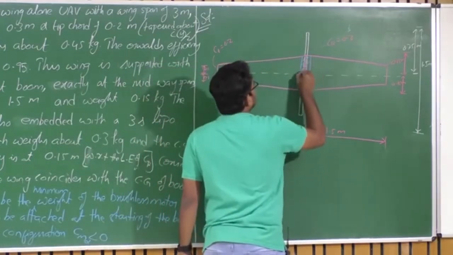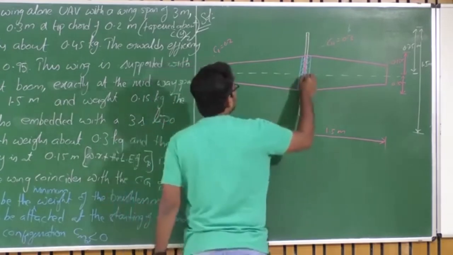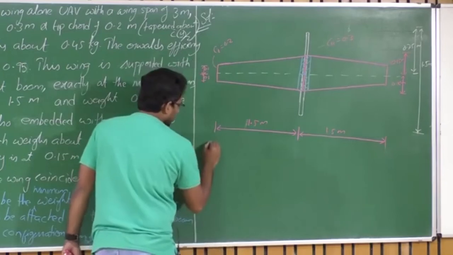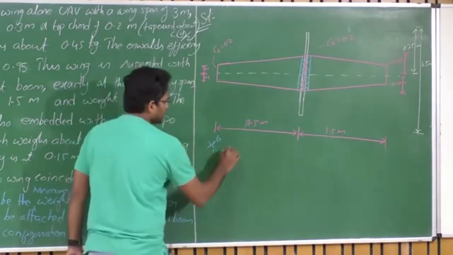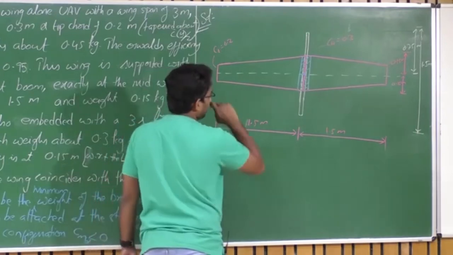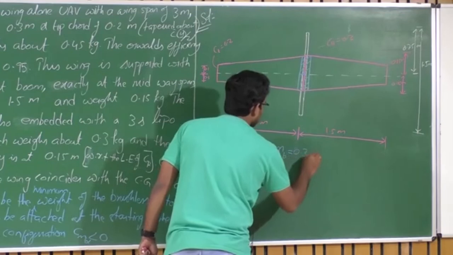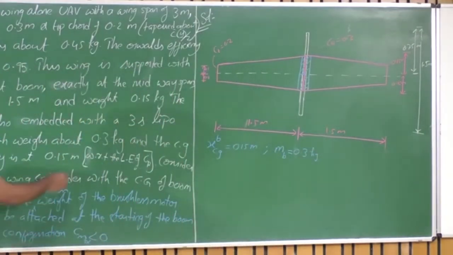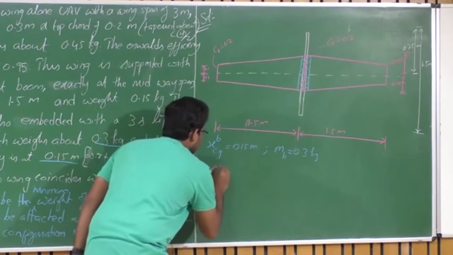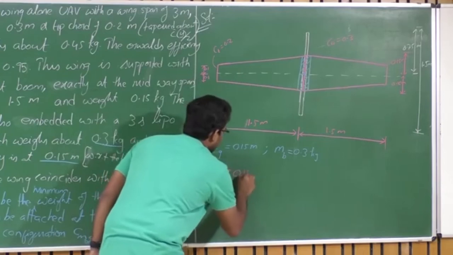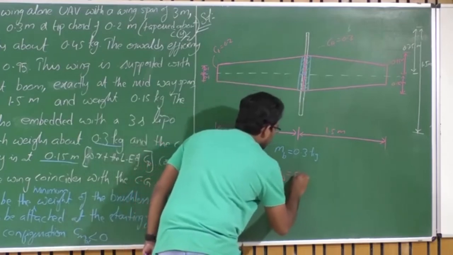Let us assume this is the distribution of my battery along the span, which weighs about 0.3 kg, and the CG of this battery is also at this particular location. So now what I can do is write X CG of battery, where the superscript B stands for battery. The XCG of the battery is at 0.15 meters with respect to the leading edge of the root chord, and the mass of the battery is 0.3 kg. So that is what is given, 0.3 kg, 0.15 meters. And then the XCG of the wing is at 0.15 meters again with respect to the leading edge of the root chord, and the mass of the wing is about 0.45 kg.